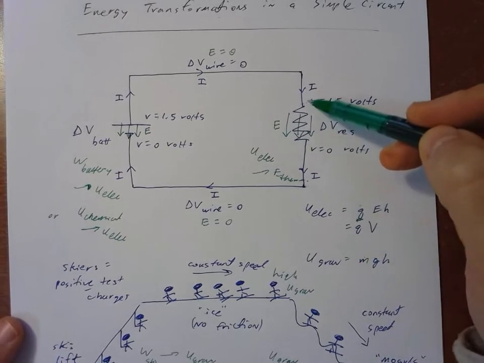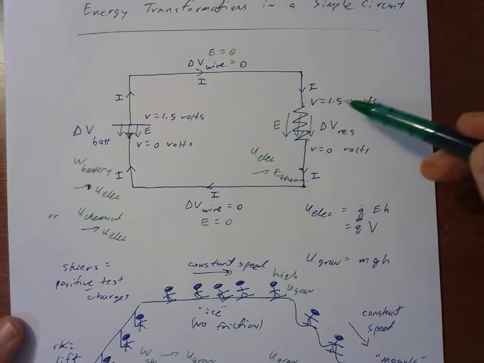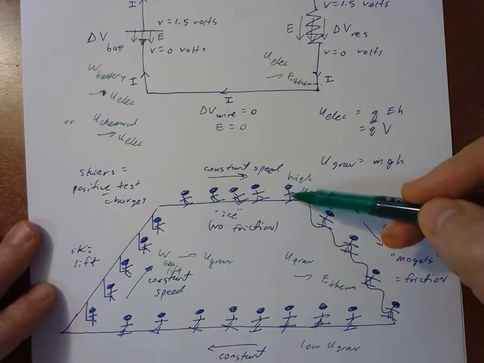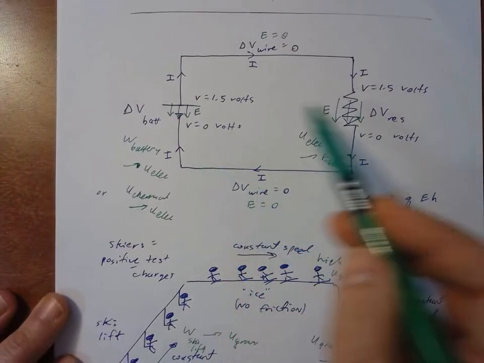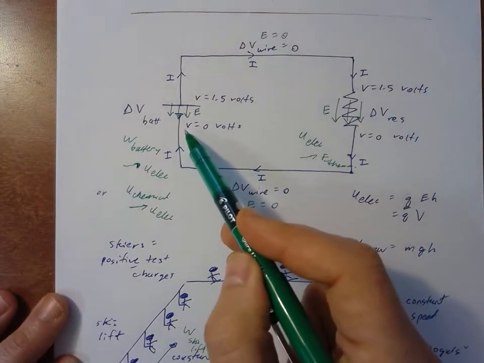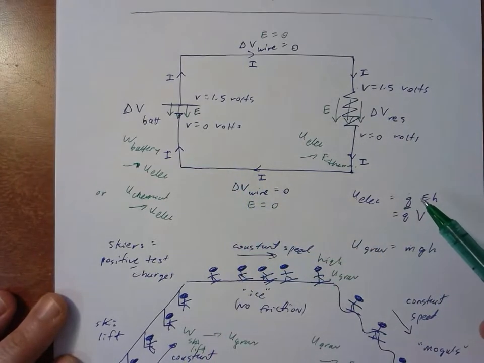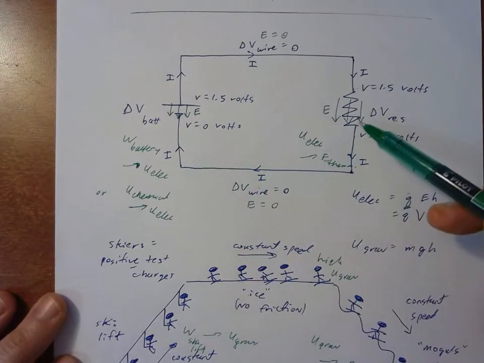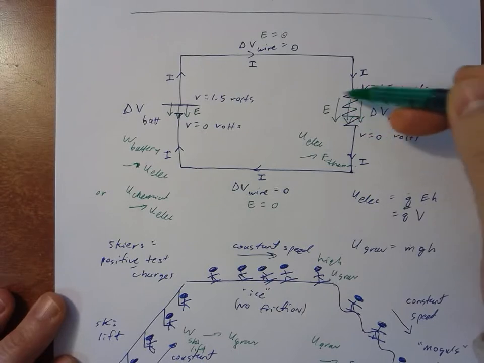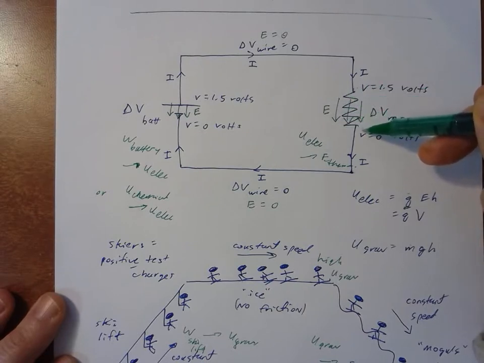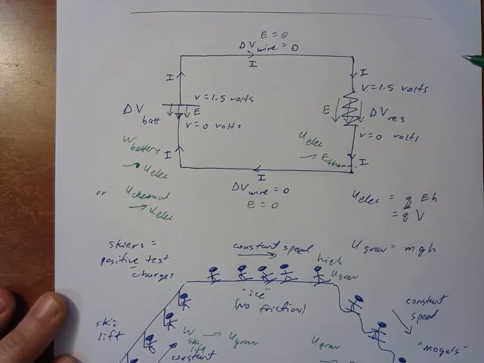charges gain electric potential energy when they go to the higher voltage place, just like the skiers gain gravitational potential energy. Negative charges, which flow this way, actually the same story that we just talked about would apply to them. However, negative charges are going to experience a force towards the higher voltage in that electric field. So we can say that negative charges are going to fall uphill. They're going to lose electric potential energy when they go to the higher voltage place. But the end result will be the same.